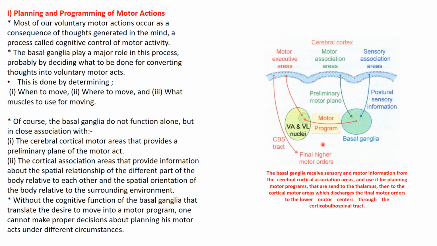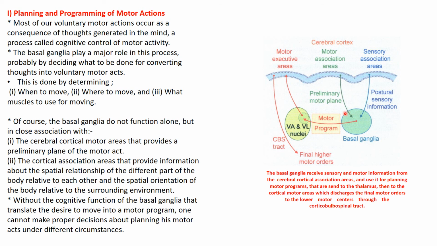So the cognitive function of the basal ganglia is not a function of the basal ganglia alone, but a function together with the association areas, like the sensory association areas and the motor association areas. These provide information to the basal ganglia, and the basal ganglia put together the motor program that will decide the transformation of the thought into act by deciding when to move, where to move, and what muscles are used for the movement. And this is done by the connection with the association areas and the motor executive area.